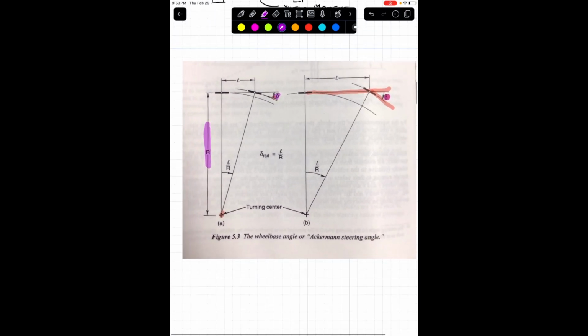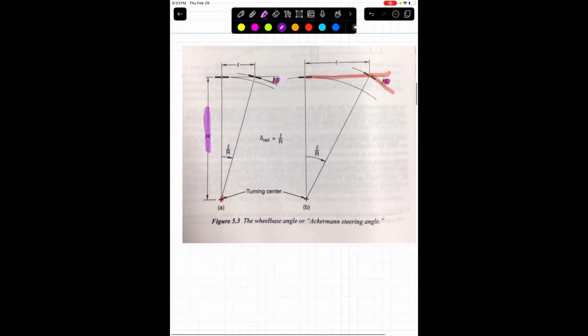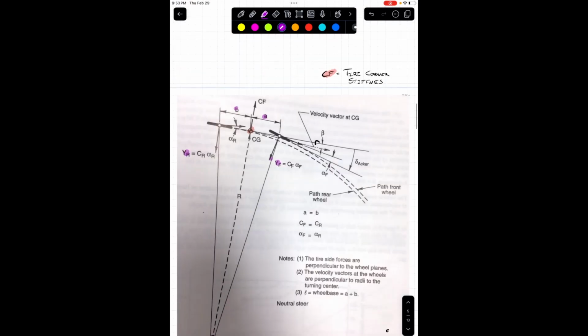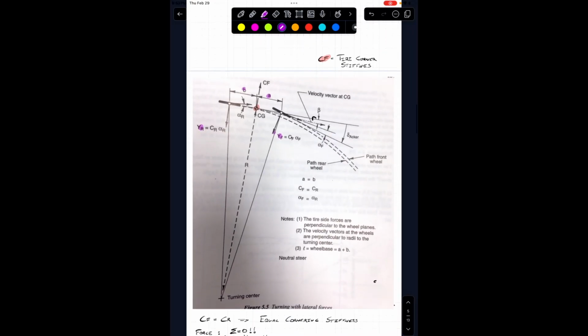So this was the logic behind some of the old cars: okay, how do we make the car turn sharper? We'll just shrink the wheelbase as much as possible, and therefore that equals better turning. But that isn't the case, and that largely has to do with the center of gravity of the vehicle.